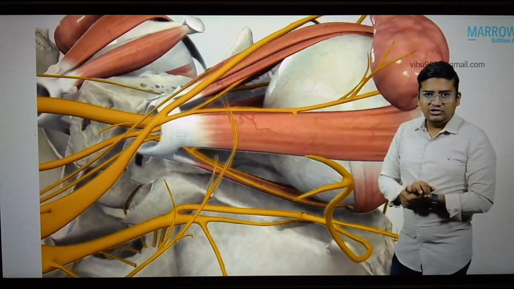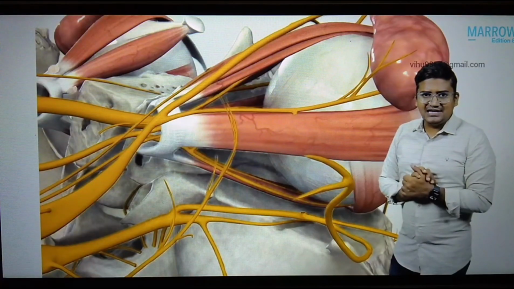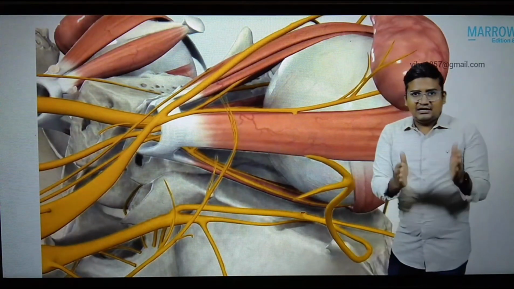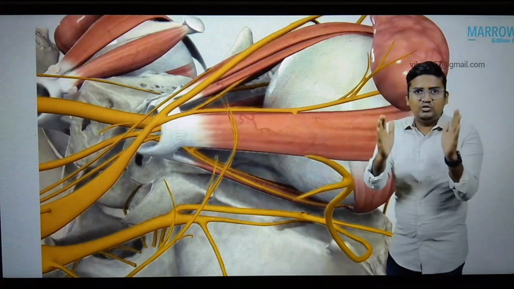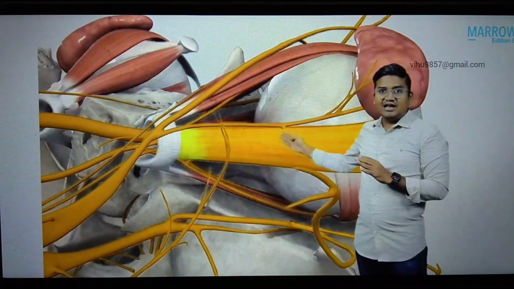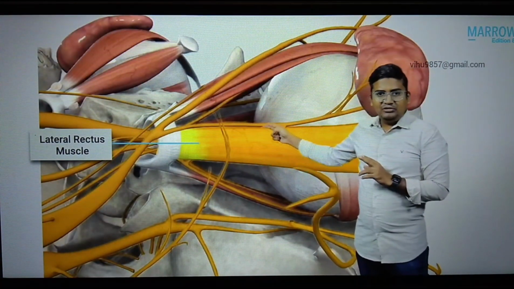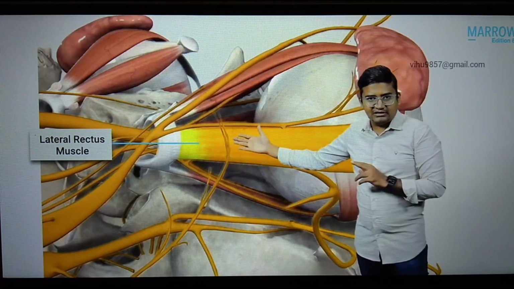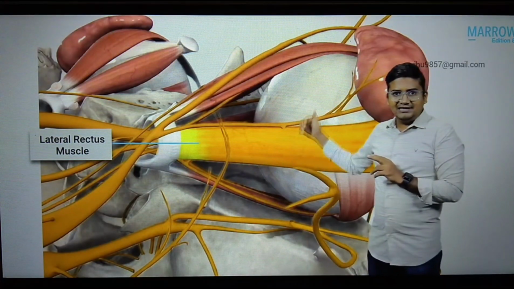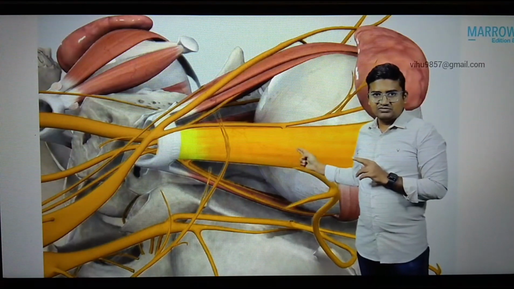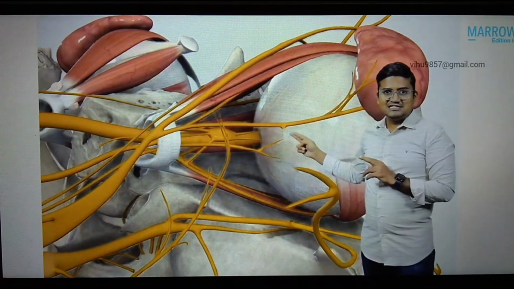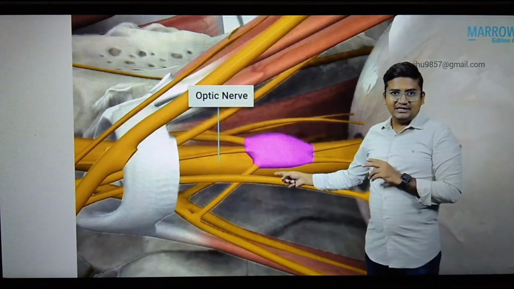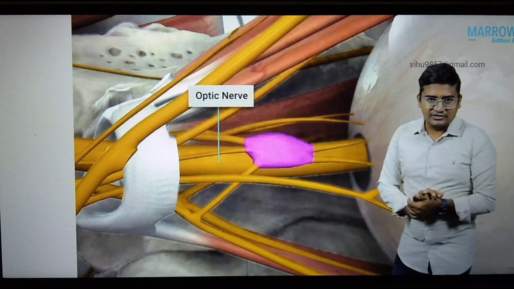Next, we're going to see the ciliary ganglion. But here we are not able to see the ganglion. If you want to see the ganglion, first and foremost, you have to remove one muscle, our lateral rectus muscle. If you remove the muscle, then you see the optic nerve. Between the optic nerve and the lateral rectus muscle, we are seeing the ganglion. It is the ciliary ganglion.